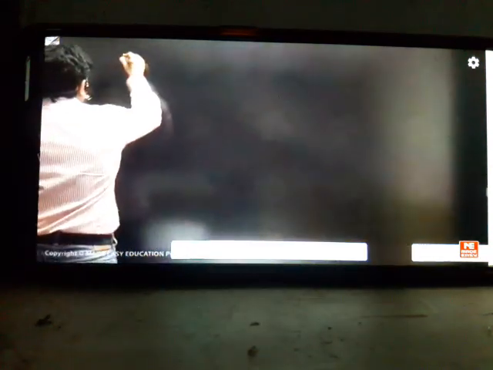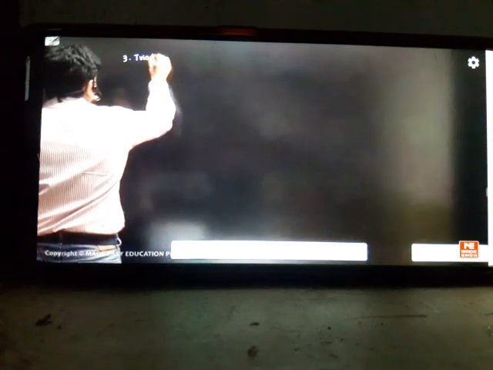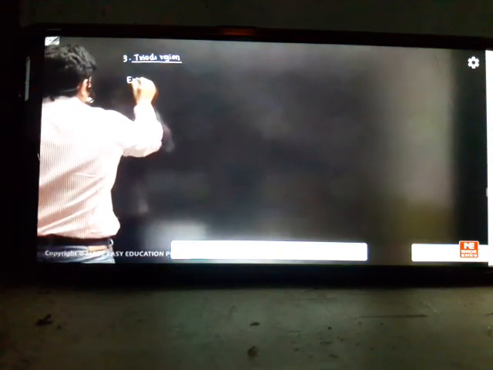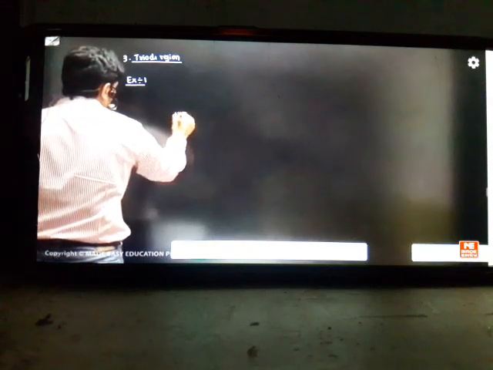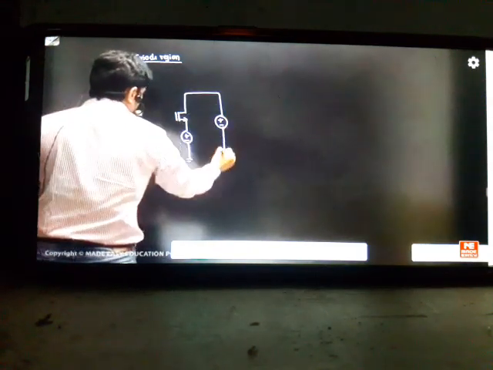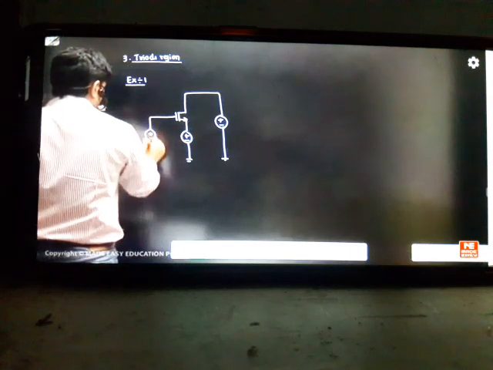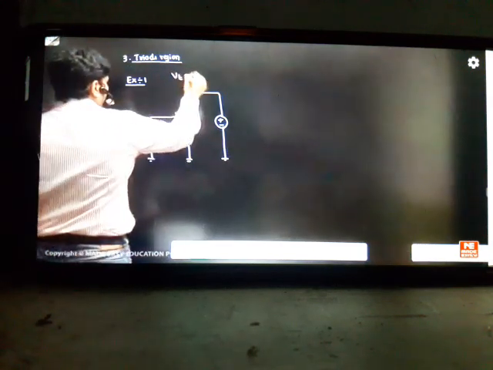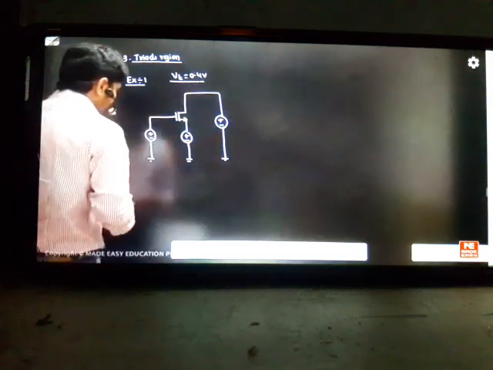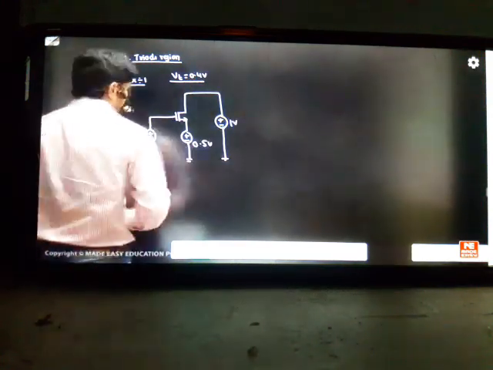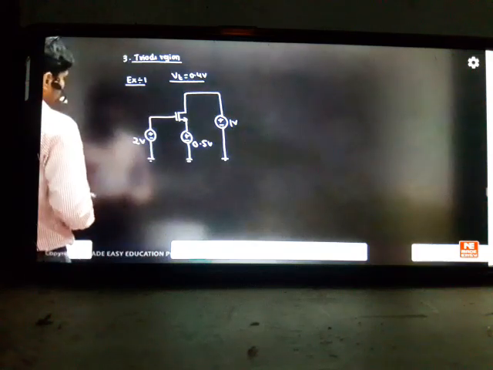Keep the heading triode region. We'll take an example for the triode effect. You take the threshold voltage as 0.4 volts here. You take this as 2 volts, this as 0.5 volts, and this as 1 volt.